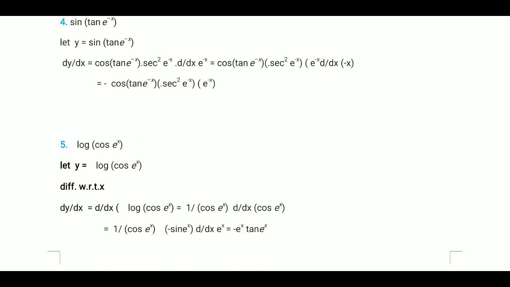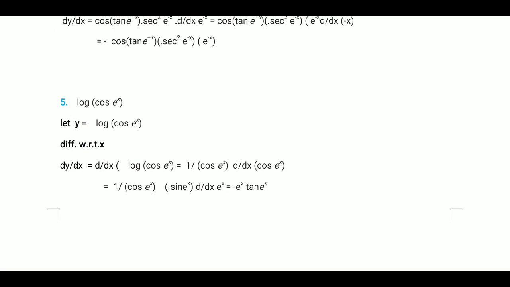Question number 5, log cos e power x. Here the function is a composition of log, cos and e power x, so the chain rule will be applicable. Differentiating with respect to x, dy upon dx is equal to d upon dx of log cos e power x.